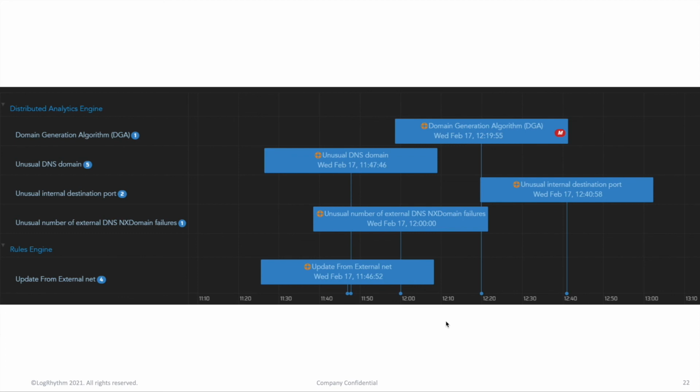DGA, as I said, detection can be quite difficult, but in this case, we could actually detect unusual DNS domains as well as an unusual number of DNS NX domain, which is non-existent domain failures, right? Correlated with a rule trigger provided on a timeline gives you the possibility of detecting these kinds of techniques and more based on the baseline of what's happening on your network.